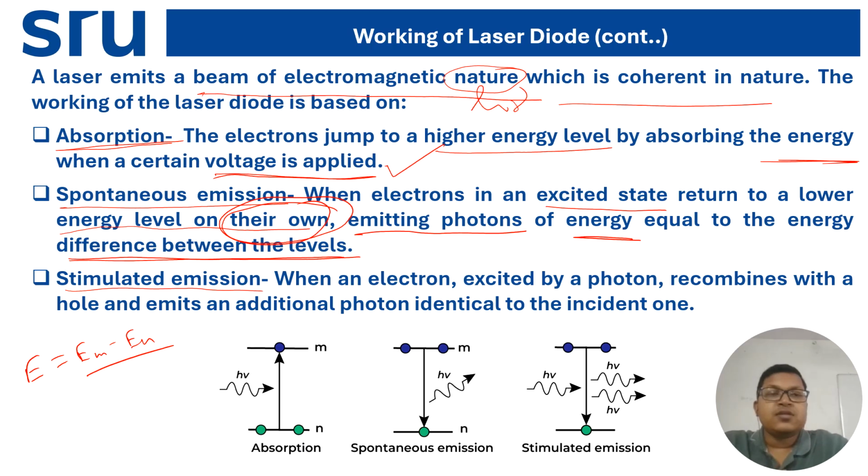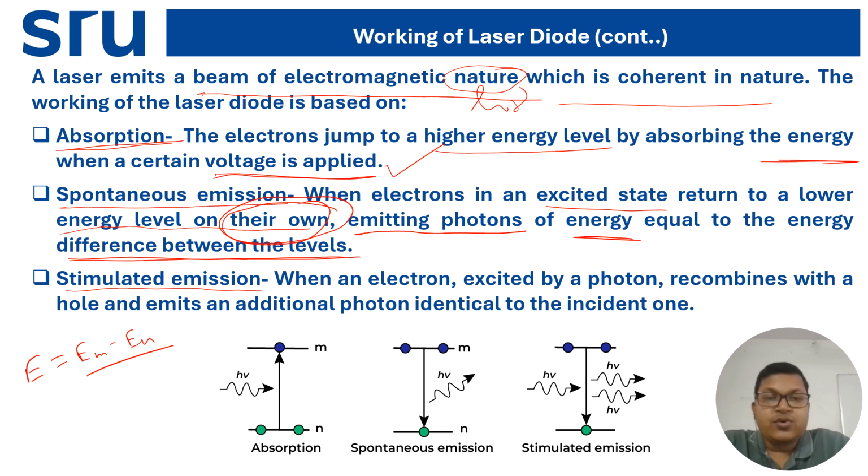That means it is spontaneous in nature. So that's why this type of emission is called spontaneous emission. Now the question comes: if they are not going by their own, can we force them to go? Yes, we can do that. And that type of emission we will call the stimulated emission.